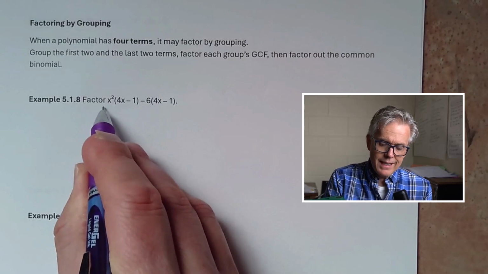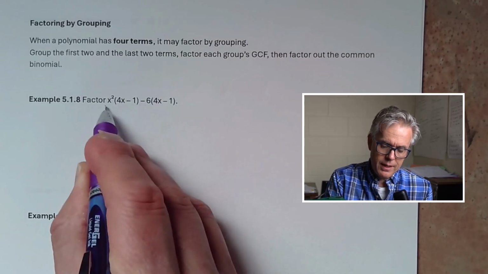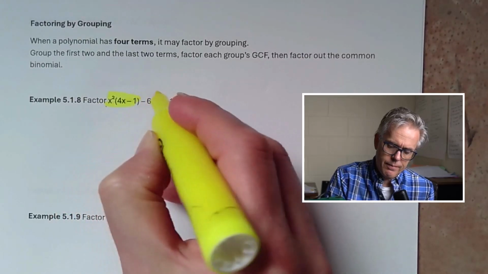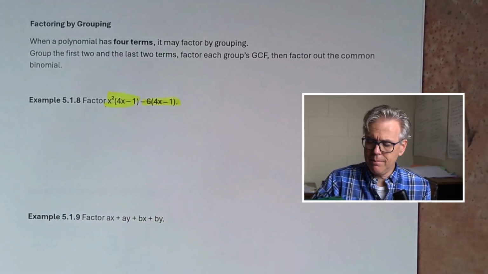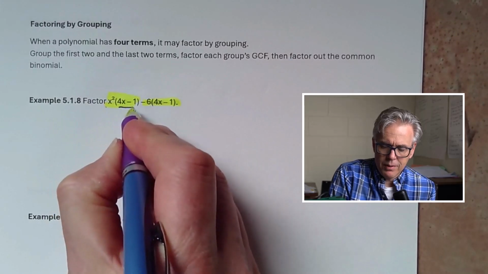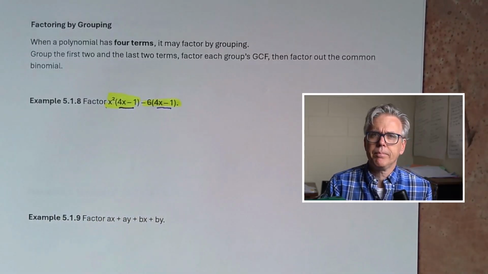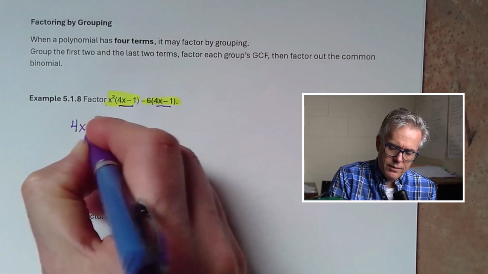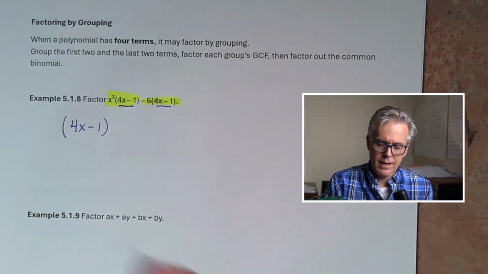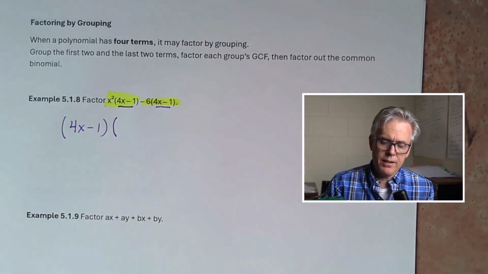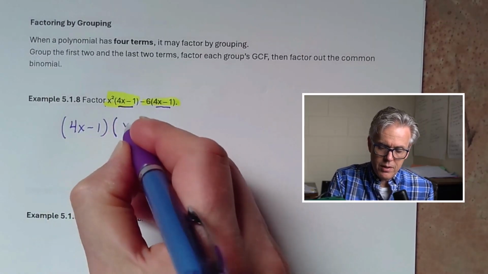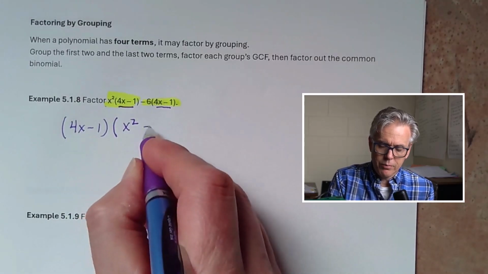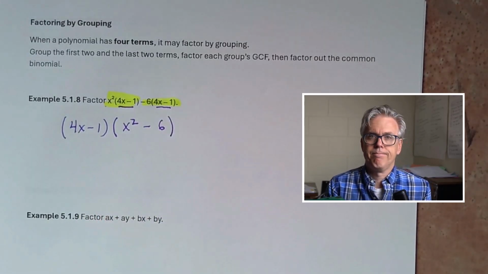So look at each term. Remember, the terms are separated by plus or minus. Here's our first term, here's the next one. So what is common in both those terms? It's actually this binomial factor, the 4x minus 1. So what am I going to do? Well, I can factor that out, 4x minus 1. And then what's left? When I remove a 4x minus 1 from that first term, all I'm left with is an x squared. When I remove it from this second term, all I'm left with is a minus 6. And that's it.